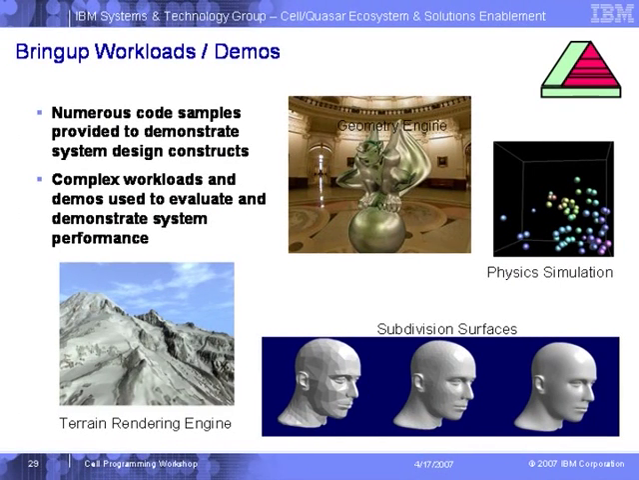Some workloads we've shown here: physics simulations, subdivision surface and mesh, refining that mesh to show really nice graphics, a rendering of the head here. The terrain rendering engine is another example that we showed, which takes a satellite image with elevation data superimposed on top of a flat terrain image and renders that image in 3D versions on one of the displays, really nicely displayed here.